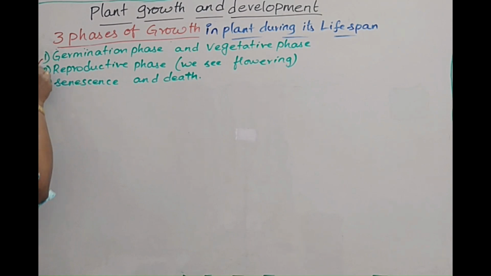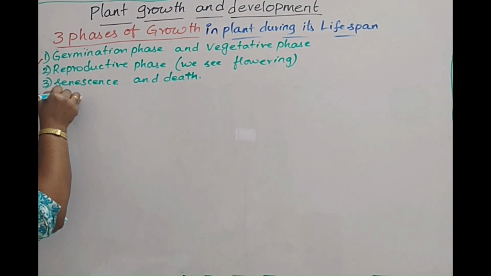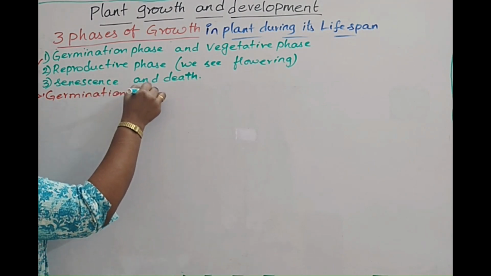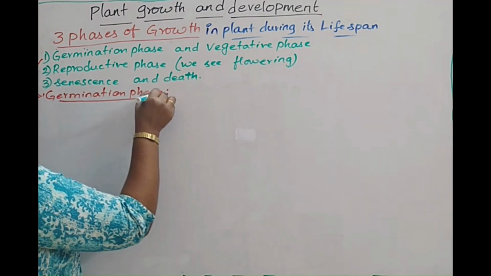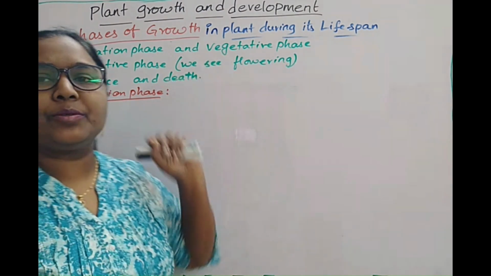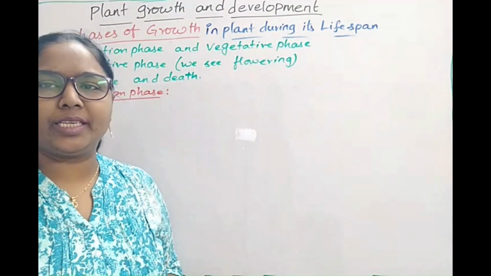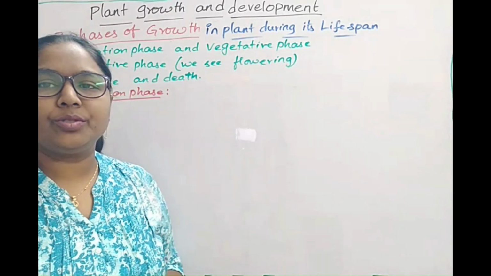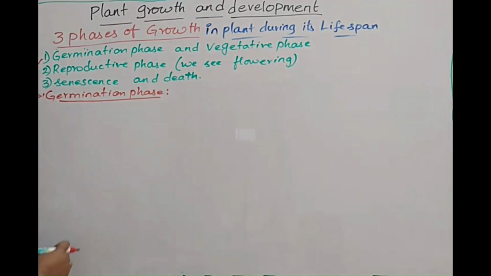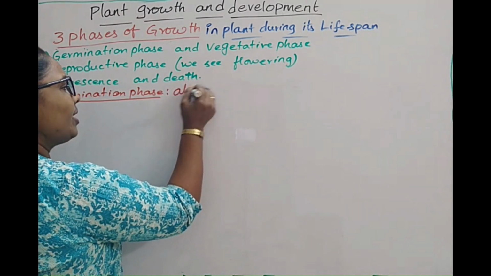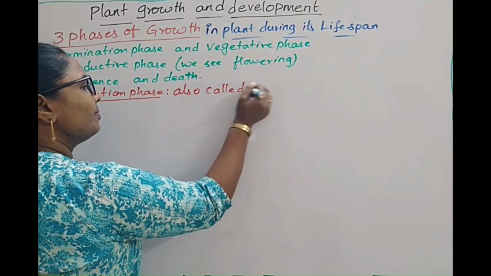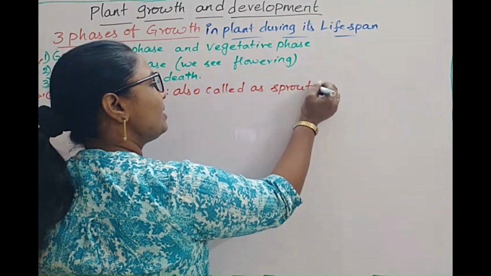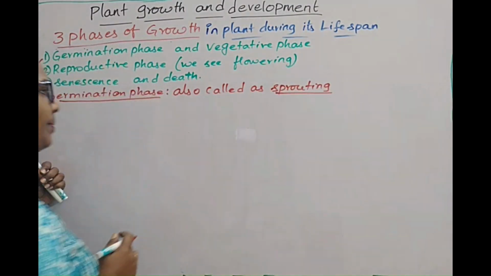First one, germination phase, or vegetative phase. In some types of plants, we see vegetative propagation. So there we are not giving a term like germination, because this is the term that we use for the seeds. Germination is also called sprouting in seeds. Commonly we say germination, also called as sprouting.